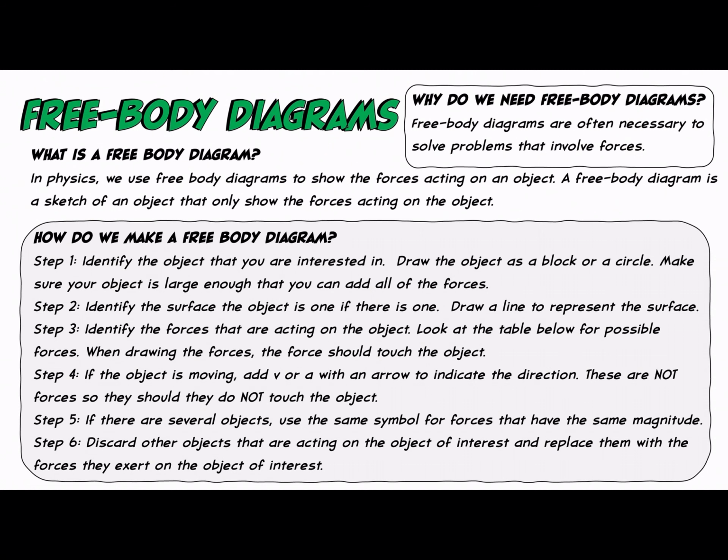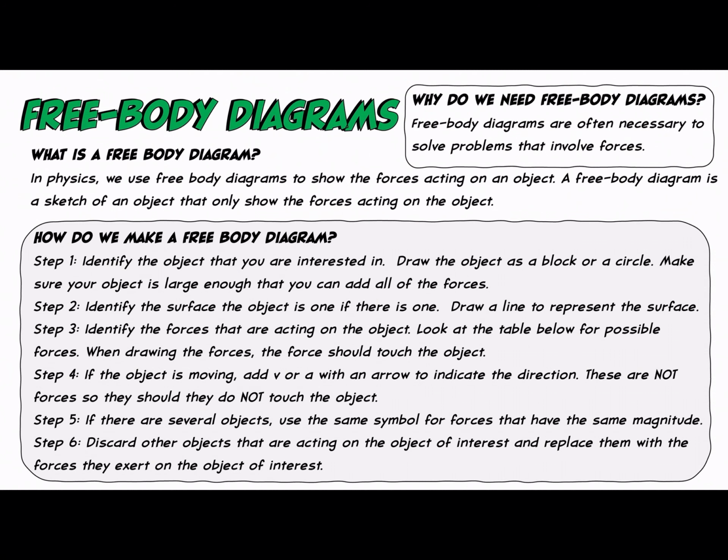Step 2. Identify the surface the object is on, if there is one. Draw a line to represent the surface. Step 3. Identify the forces that are acting on the object. Look at the table above for possible forces. When drawing the forces, the force should touch the object.